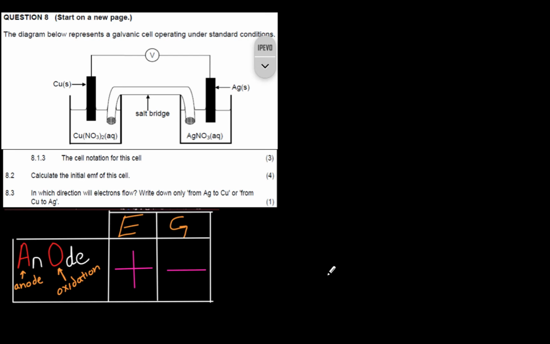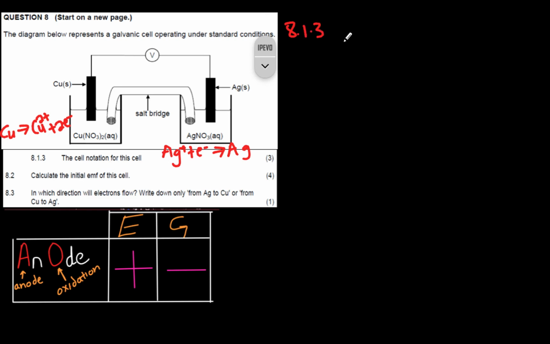I'm just going to transfer the information that you already figured out. So we know here copper is going to be oxidized, so it's going to be copper to copper 2 plus 2 electrons, and then silver here is going to be reduced: Ag plus an electron to give us Ag solid. Right, okay, so they are saying we should write the cell notation. Right, so this is 8.1.3.